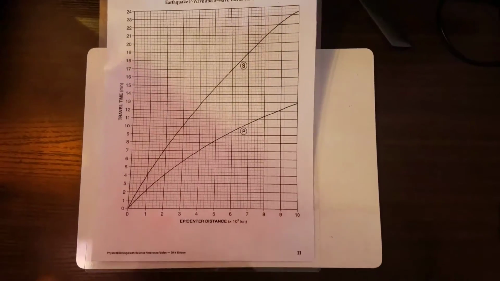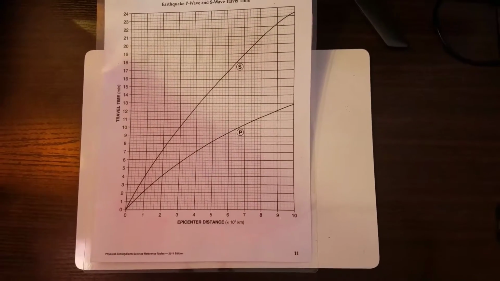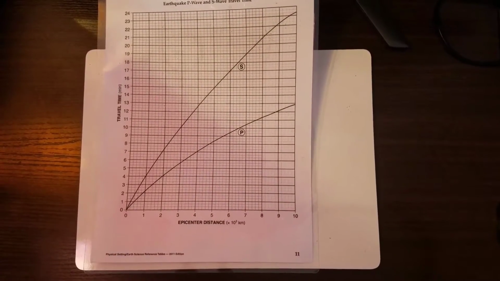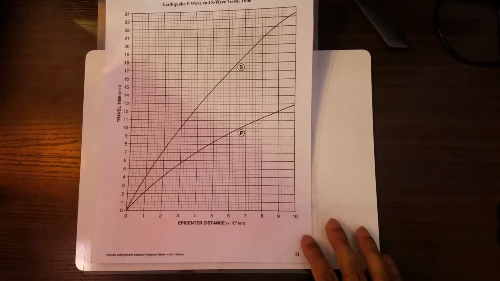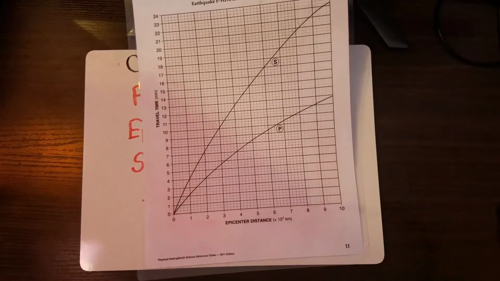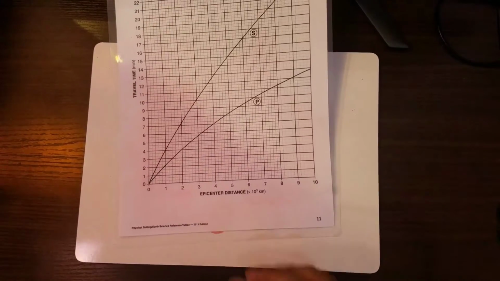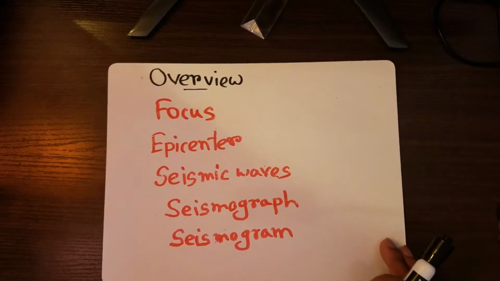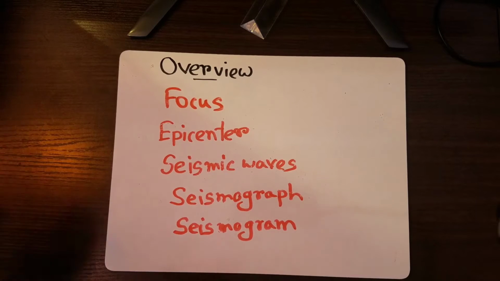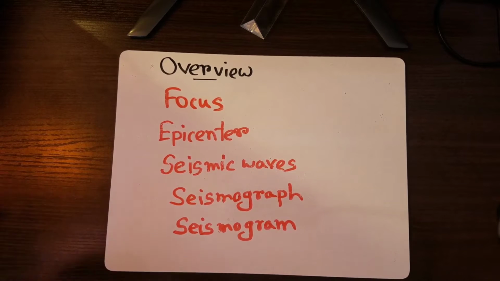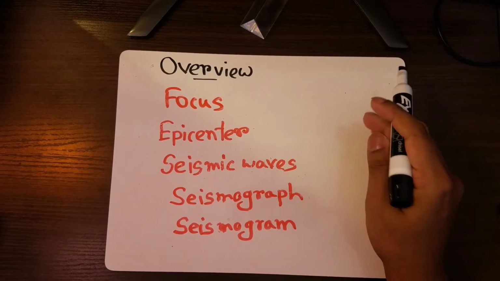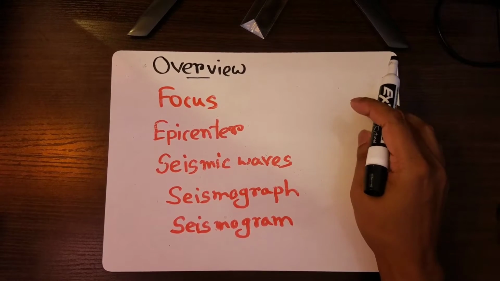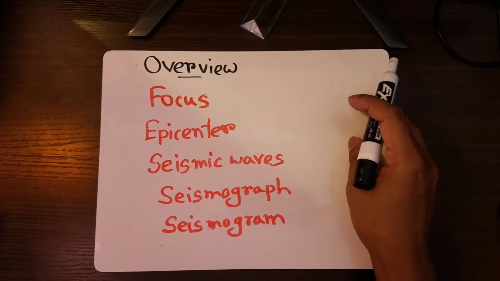Hello students, so this is the Earth Science Reference Table review for the Regents exam, and today we'll be talking about earthquake, P wave and S wave travel time. This is page number 11. Before we actually start with this, we are going to do a quick overview. We are going to talk about focus, epicenter, seismic waves, seismograph and seismogram.